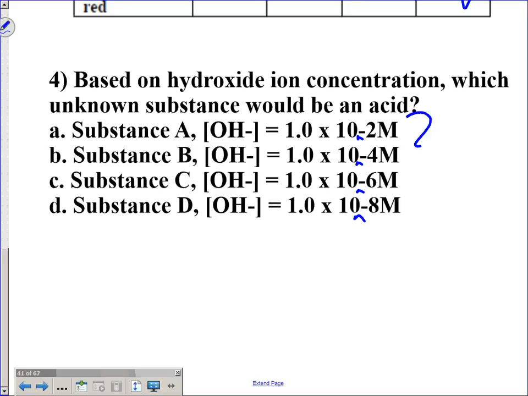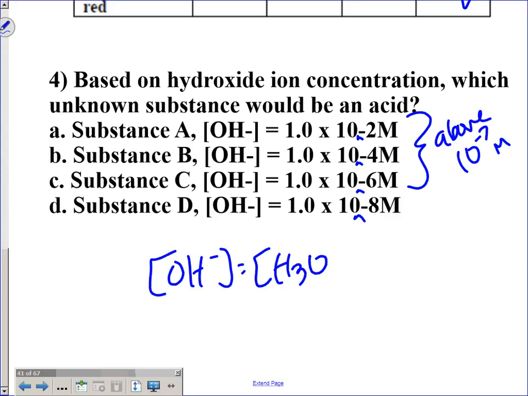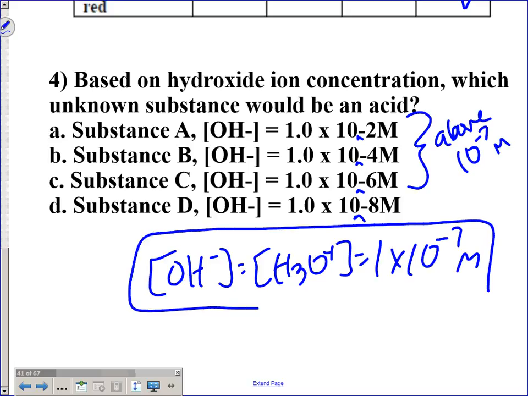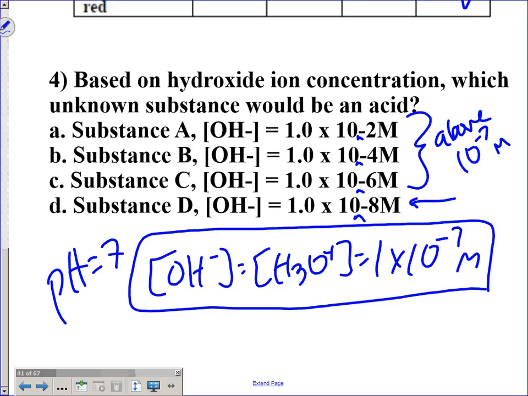Right, so these right here all fall above 10 to the -7th molar. 10 to the -7th is right at the splitting point that makes something acidic or basic, because if you have equal amounts of hydroxide and hydronium, they all have 1 times 10 to the -7th as their concentration. This would be pH neutral, so pH of 7. So if you have less or greater, then you are acidic or basic. So this is definitely a lesser amount of base, so it must have more acid.